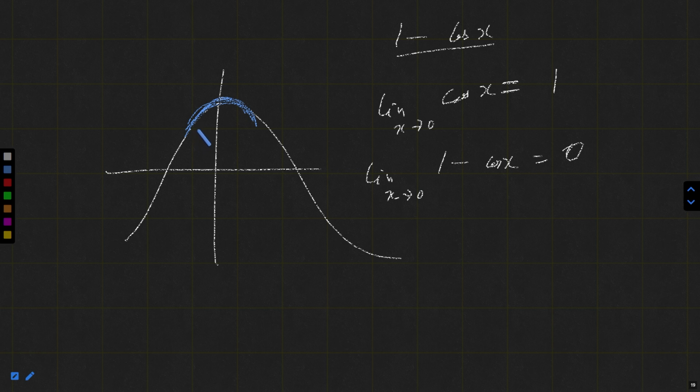Now, from this, what you can say is quite simple, quite easy. As x tends to 0, 1 minus cos x will behave, as you can see, like x square. Sorry, just x square. Why am I saying that? Let us see.